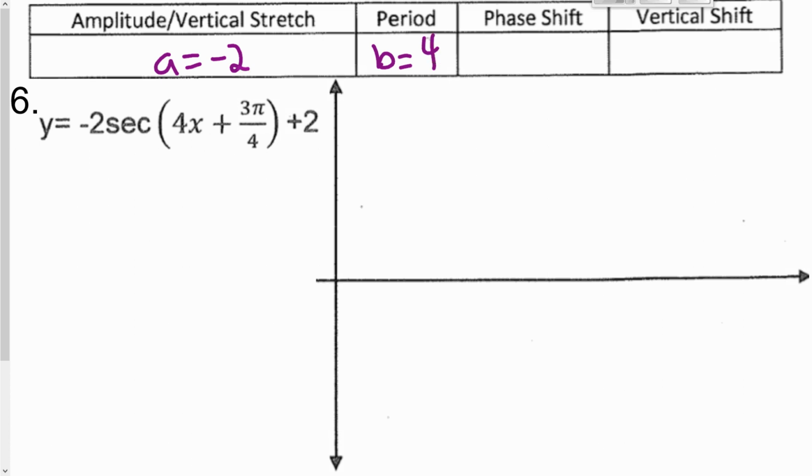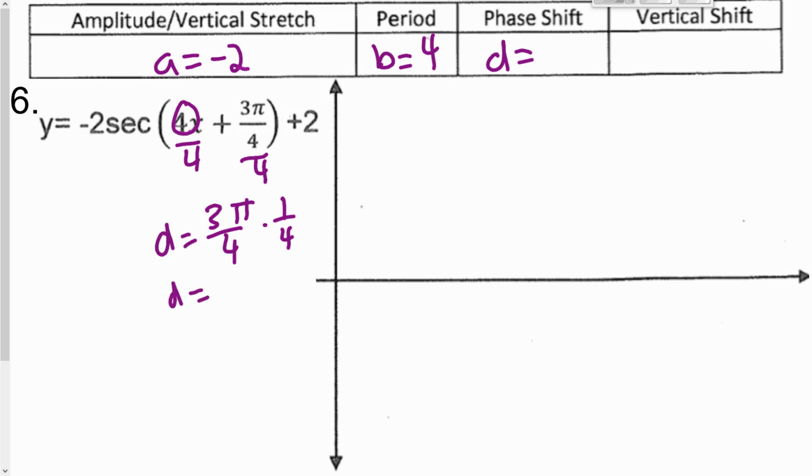Our phase shift, this is where we've got to really work. So that d is not going to be 3/4 or 3/4 pi, okay? Because I've got to take that 4 out. So I've got to divide by 4, and dividing by 4 is multiplying by 1/4. So I get 3/16 pi. So my d is actually equal to 3/16 pi.